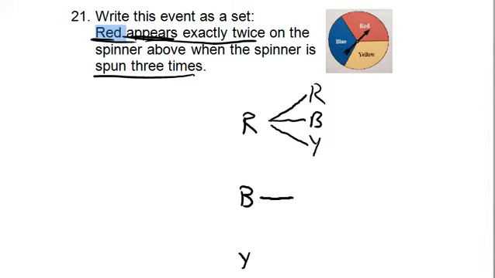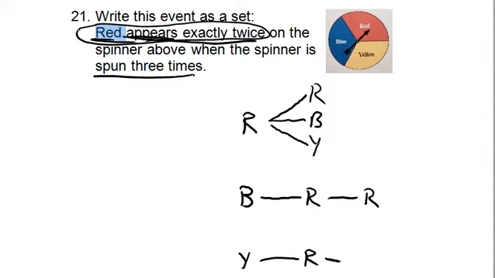If you spin and get a blue the first time, if you have to have 2 reds, then there's nothing else possible except to get red followed by red. If you get anything else, you won't have 2 reds. Same thing here with yellow. If you get yellow on the first, you have to do red, red, because if you don't, you won't get red exactly twice.